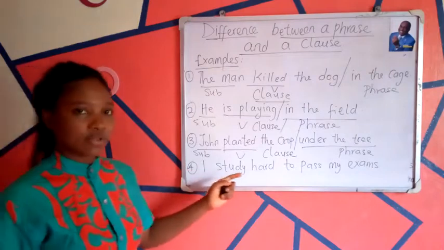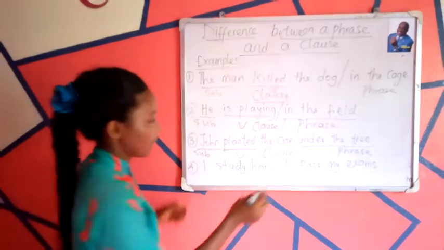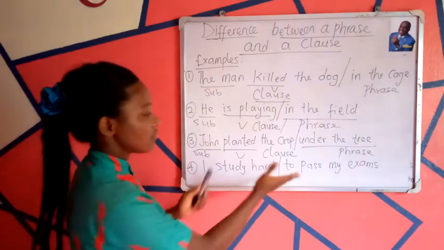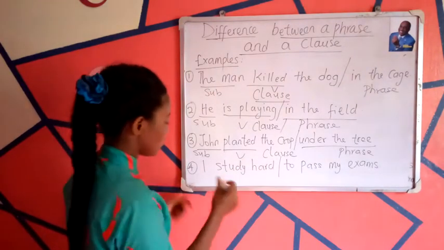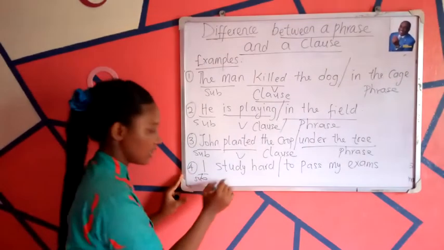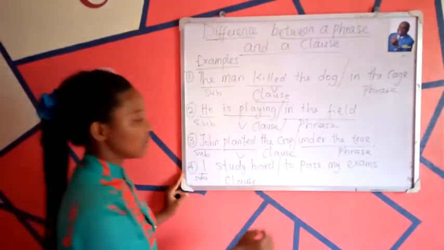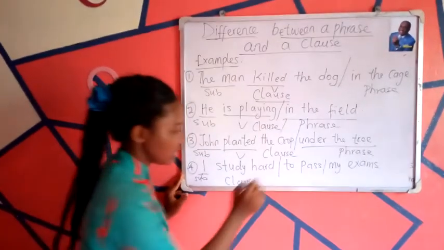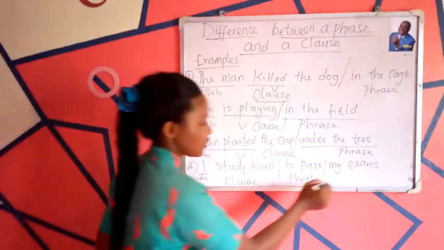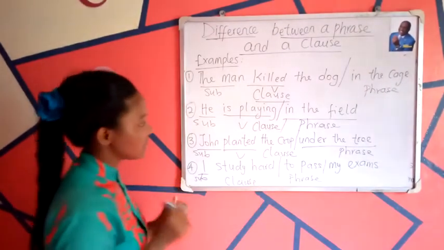I study hard to pass my exams. Here we have a clause and a phrase. I here is a subject and study hard, of course. So I study hard is the clause, while to pass my exams, actually to pass is a phrase on its own, and my exams is also a phrase. Together we classify both of them to be the phrase.